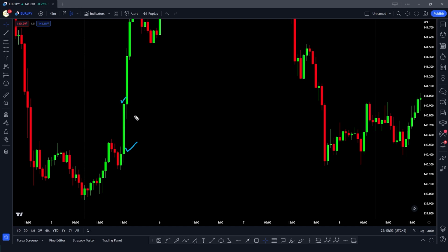Now these are the rules for detecting the fair value gap, and the rule for drawing the fair value gap is that the low of the next candle and the high of the previous candle will act as our high and low for drawing the fair value gap zones, as we will see in our examples as well.